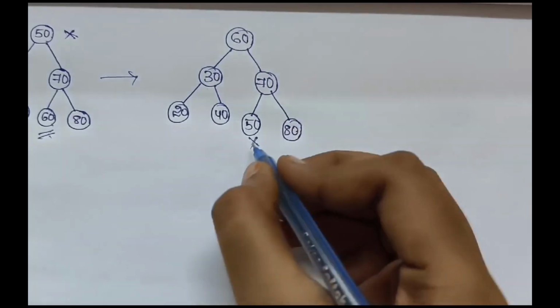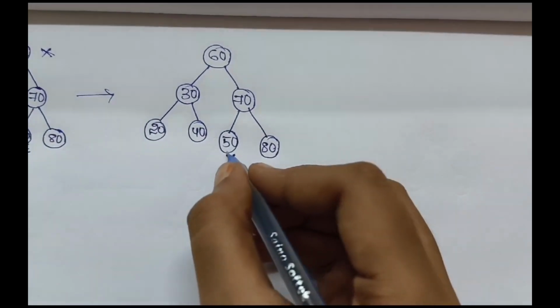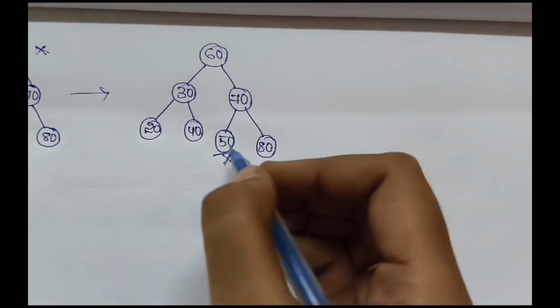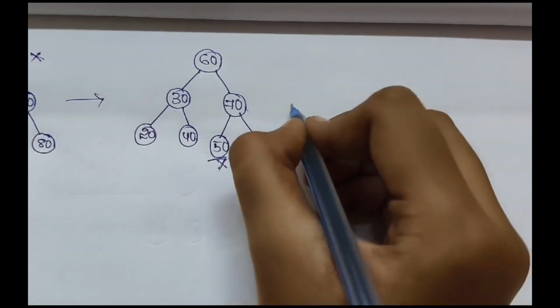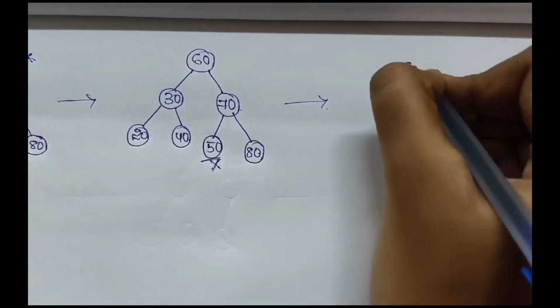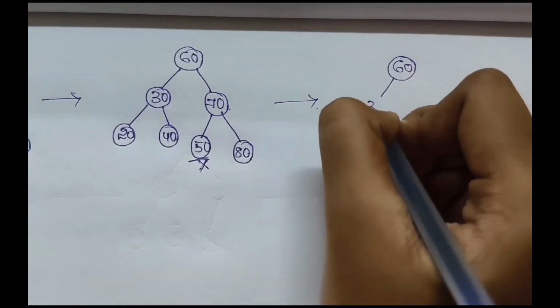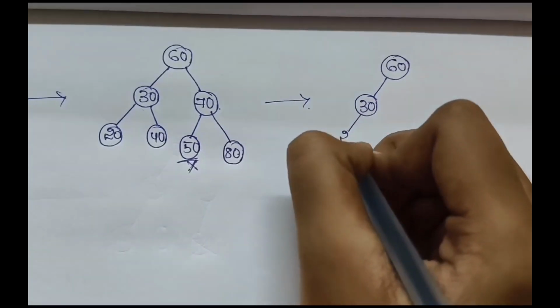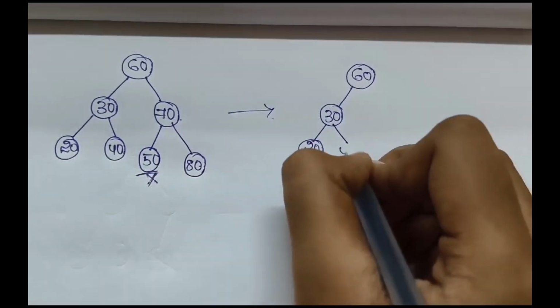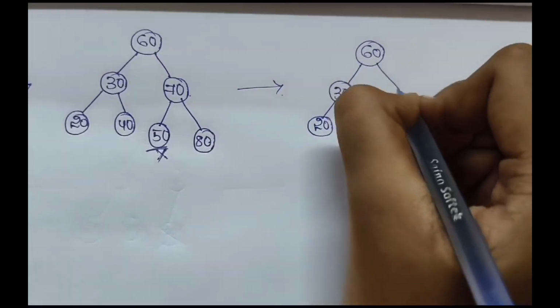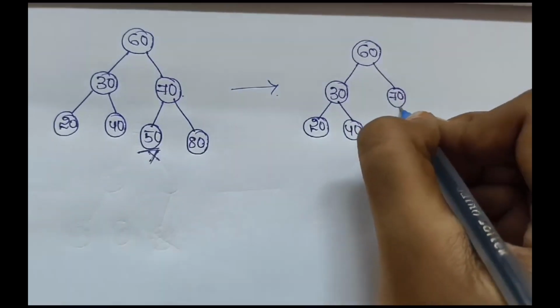So we can delete directly because here the 50 is the child of 70. After deletion we get 60, 30, 20, 40, 70, 80.